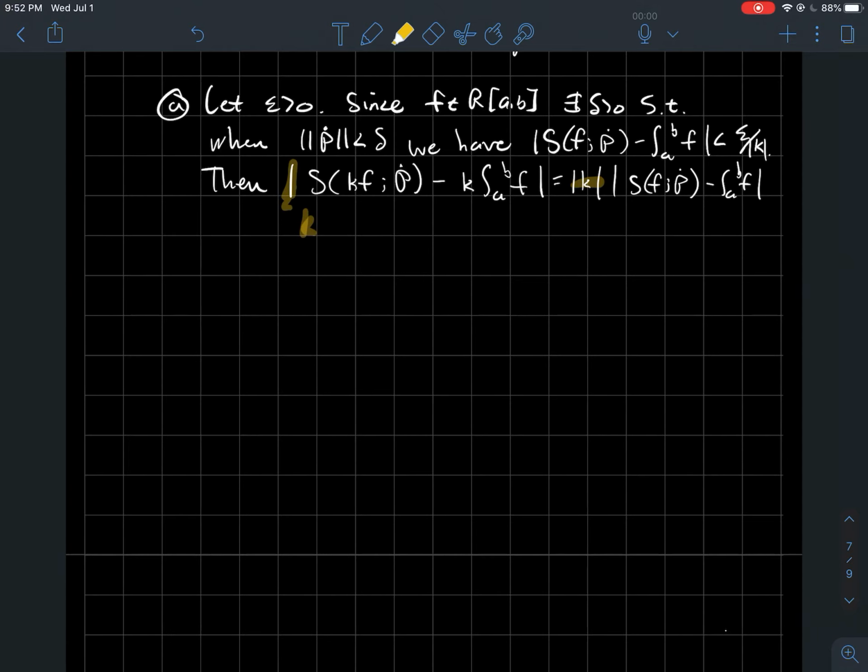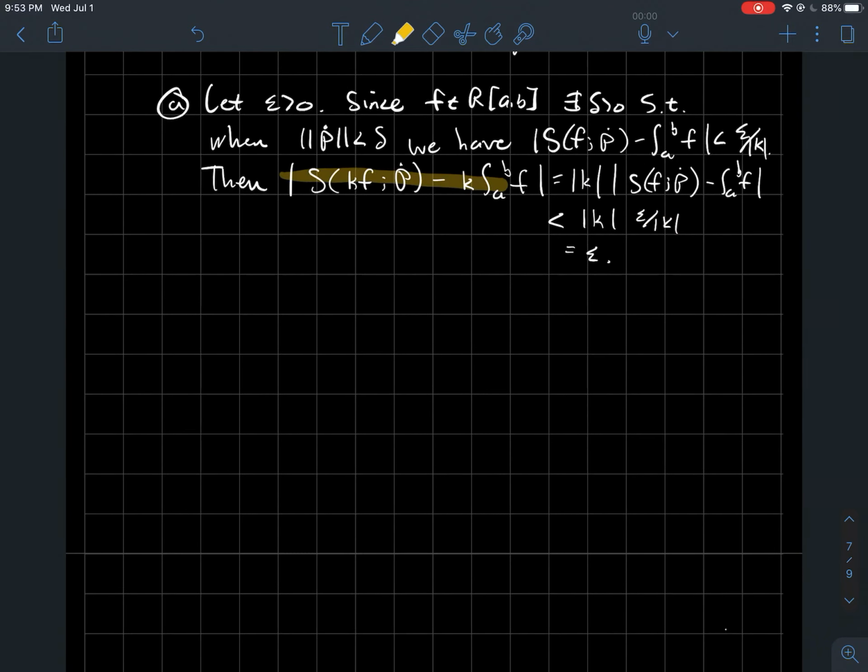But since k is inside these absolute values, again, I hope it makes sense that we're factoring out absolute value of k. And then what did we assume? Well, right above this, I know that this difference, we assume that it is less than epsilon over absolute value of k, so long as this partition, again, has small enough subintervals. And so that's less than this absolute value of k times epsilon over absolute value of k, and of course that's epsilon. So that shows that these two things are within epsilon of each other. Therefore, in that case then, we can say that the values of the integrals are the same. I know that this thing's integral is kf, but if it's within epsilon then of this, then they have to be equal. So I hope that makes sense how that works.